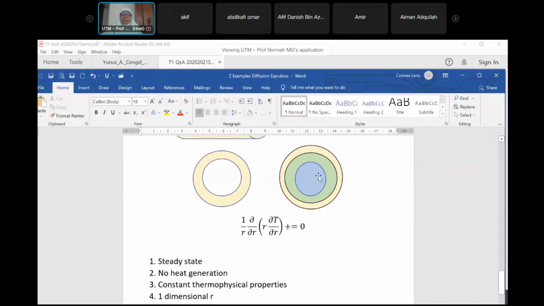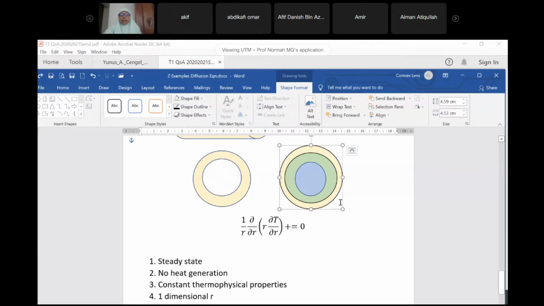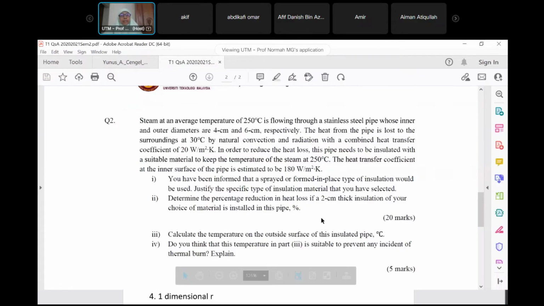So let's say you have steam in this inner circle, inner pipe, then you have the stainless steel, and then you need an insulation. So this yellow one is insulation. So the thickness is 2 centimeter because inner diameter is 4, outer diameter is 6. So the thickness is 2. They're asking you the thickness that is required for the insulation. You read, yeah? Yeah, here.